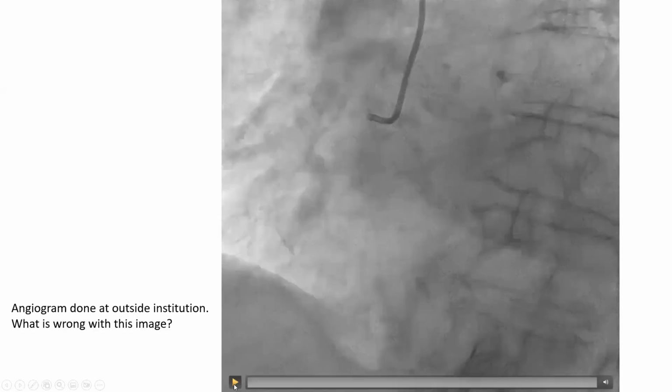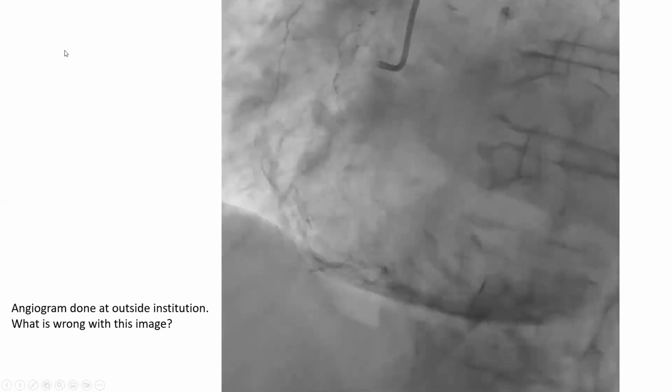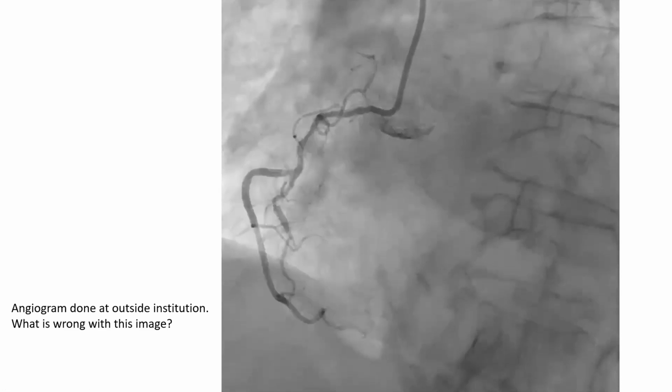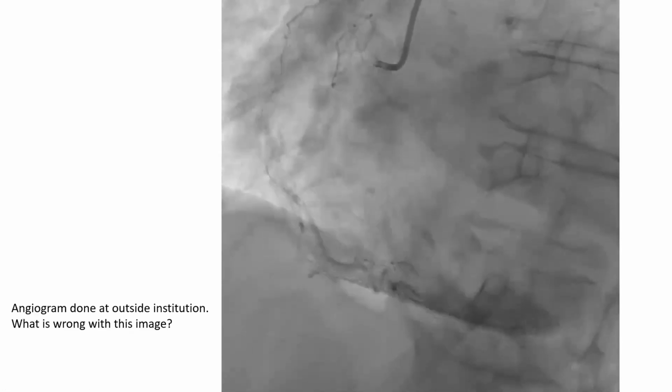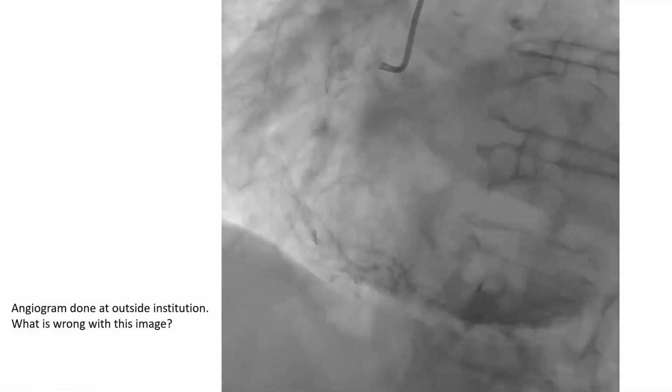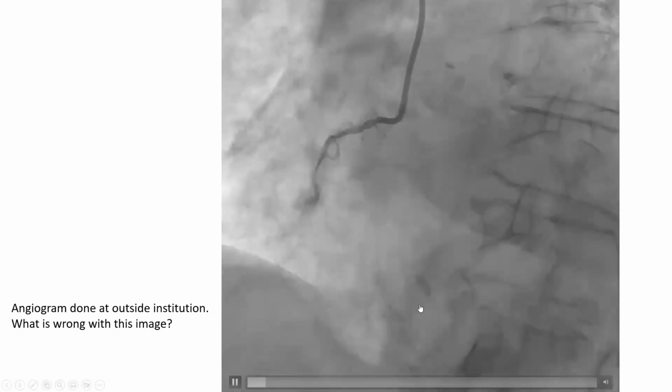This is another case. This is an angiogram done at an outside institution. I want you to look at it and tell me what's wrong. Can someone tell me what's the immediate next step? So what's the diagnosis and what's the next step?